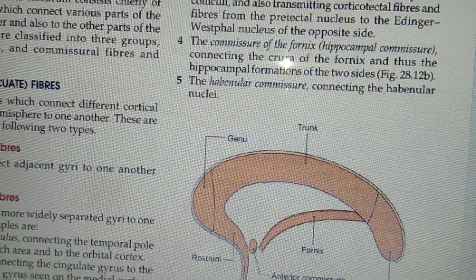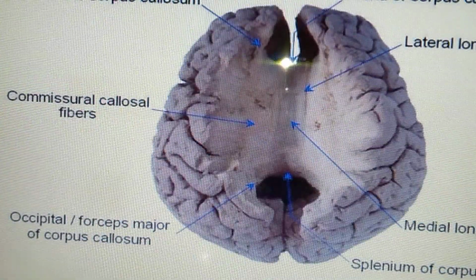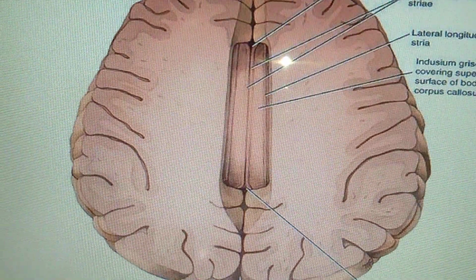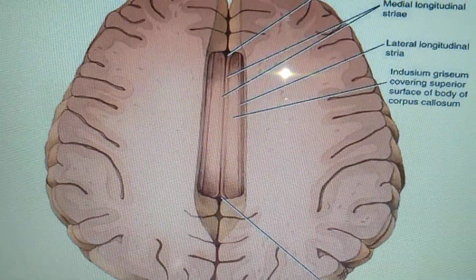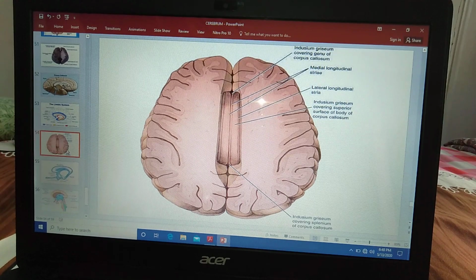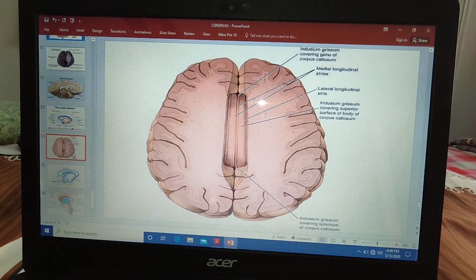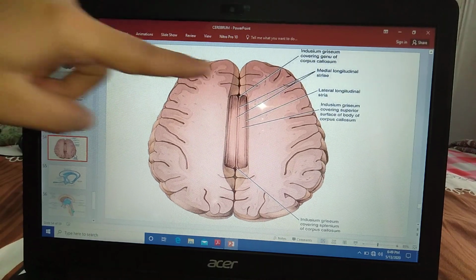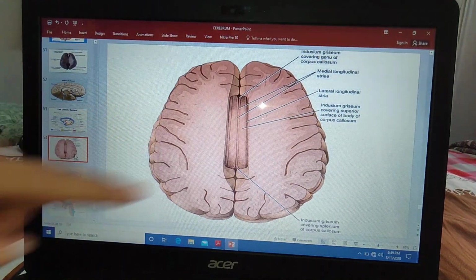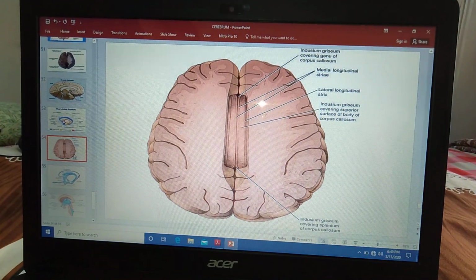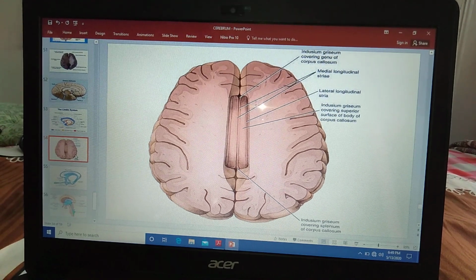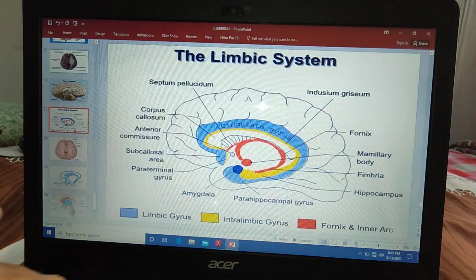Now what is this indusium griseum? It is a part of grey matter. Again, we'll see one diagram for that. Indusium griseum is a thin membranous layer of the grey matter in contact with the upper surface of the corpus callosum and continuous laterally with the grey matter of the cingulate cortex.